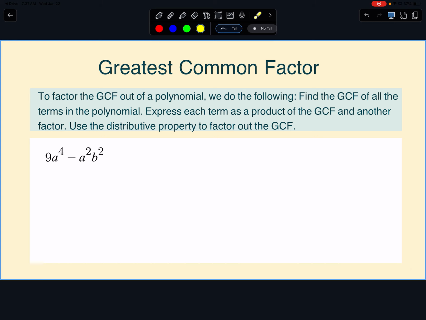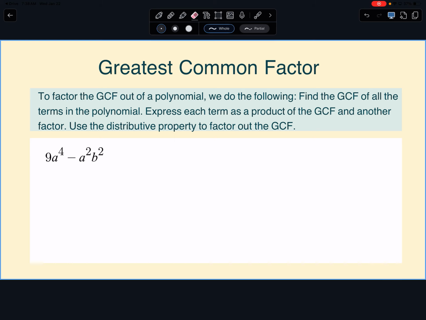A factor is an ingredient in a multiplication recipe. So 9 and a to the fourth in this example are factors. A squared and b squared are factors. Terms are added together. So 9a to the fourth is a term. A squared times b squared is a term, right?